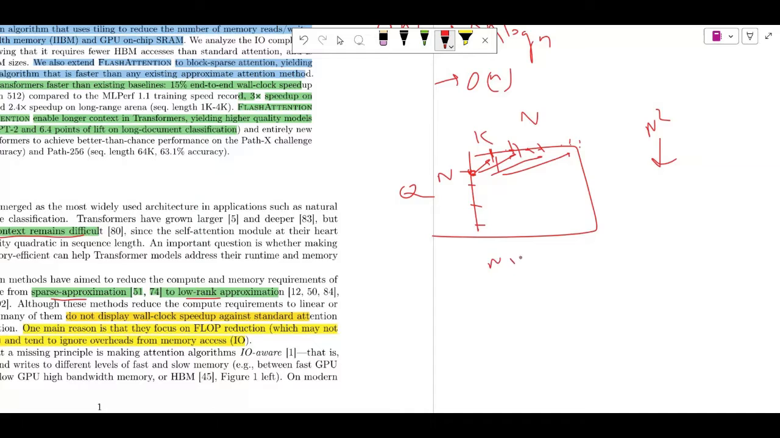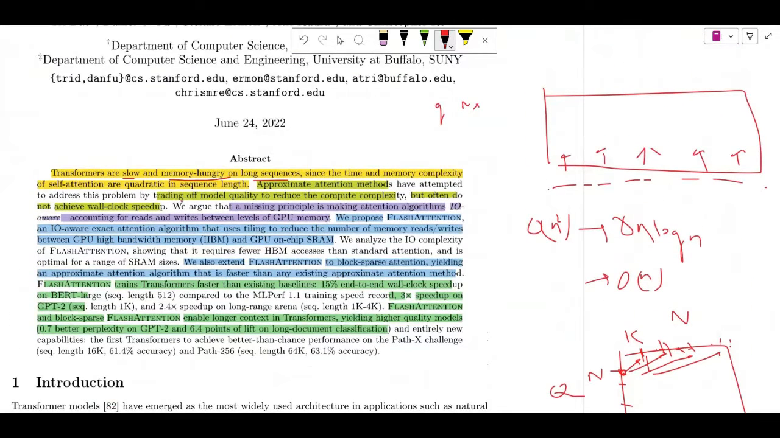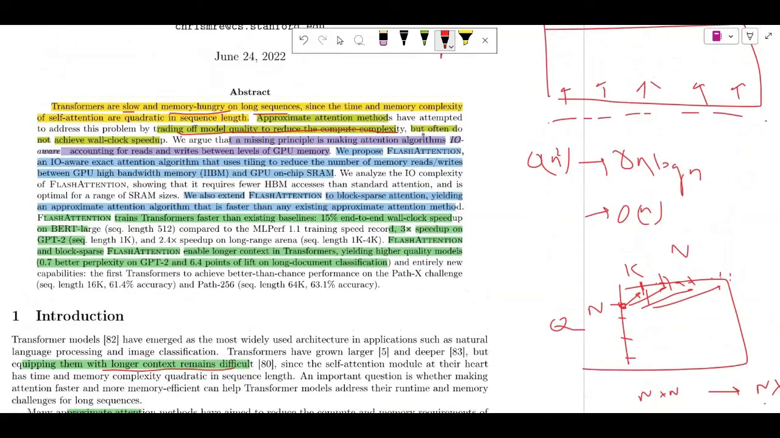Now low rank approximation. Since this is an n cross n matrix, you can apply some sort of SVD or matrix factorization to make this into n cross m and m cross n, but there will be some loss in this also. So while it will reduce the complexity, it will also trade off quality. So all of these approaches usually trade off model quality to reduce the compute complexity. However, in most cases they do not actually achieve a wall clock speedup.